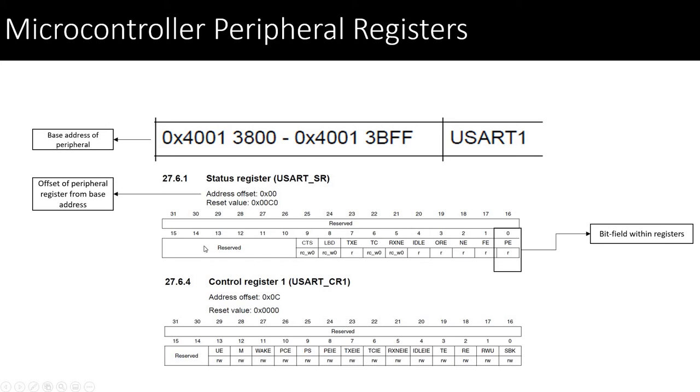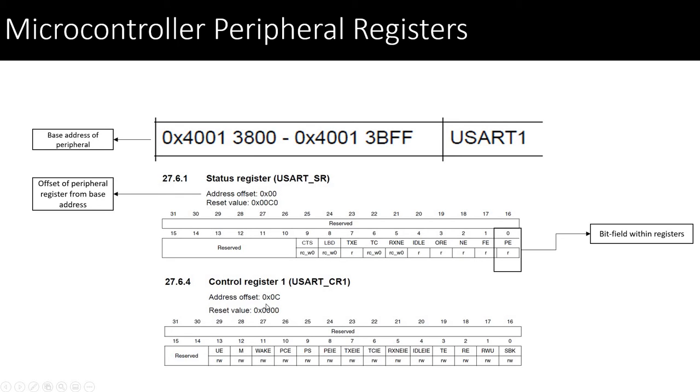Then if you see the reserved section, it starts from offset number 10 to 31, so it's around 22 bits long. So in this 32-bit register, only the first 10 bits are usable and the rest 22 bits are reserved. Similarly, you can see there are multiple bit fields within the USART CR1 register, and its offset is 0x0C, which means that its absolute address will be 0x4001380C.